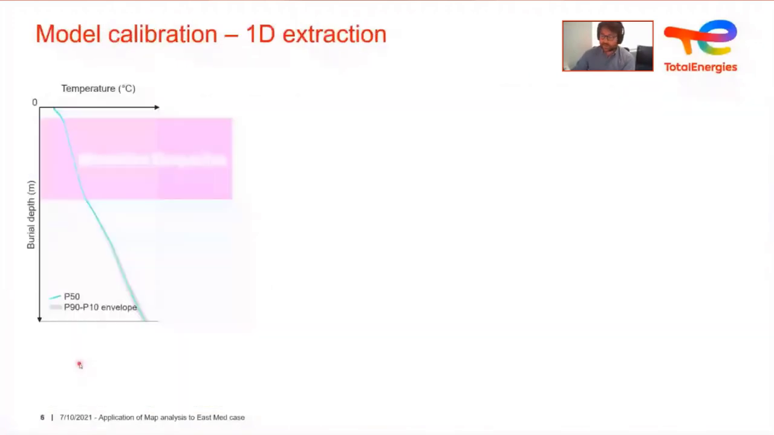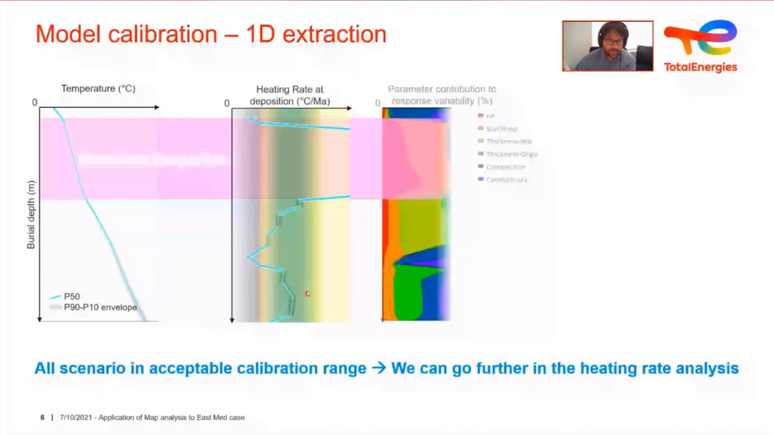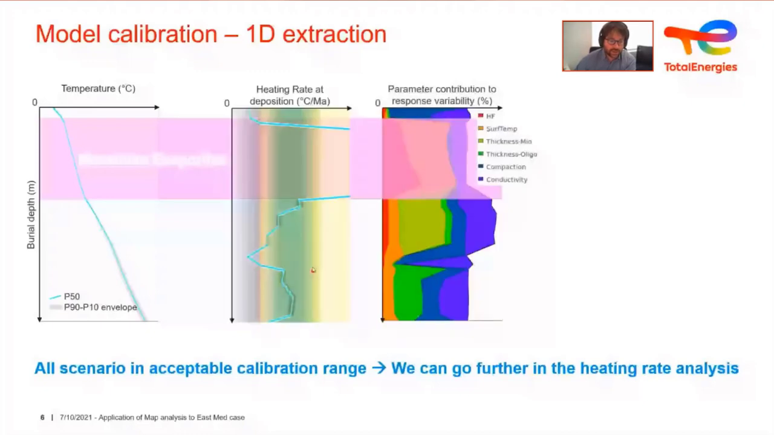So now we have run that. It was quite fast in that case, because the model was quite small. We can check the calibration. So it was acceptable. And there, as Alcide mentioned before, we need to check this calibration. And now we know that, for the temperature, but also for the maturity data we have in this area, we can go further into this heating rate analysis. And you see here in the 1D extraction, the variation for each cell of the model at the time of deposition. So we have this interval, which is most interesting, but we also have this one, which can go for very low values or quite close to the lower boundary of the heating rate, and rising to more favorable values.